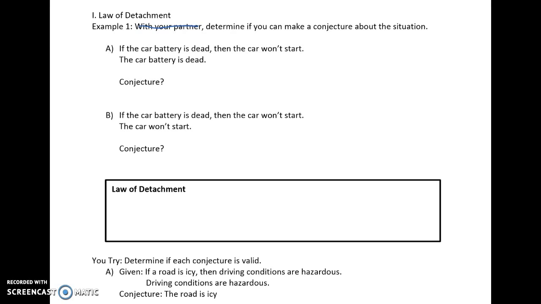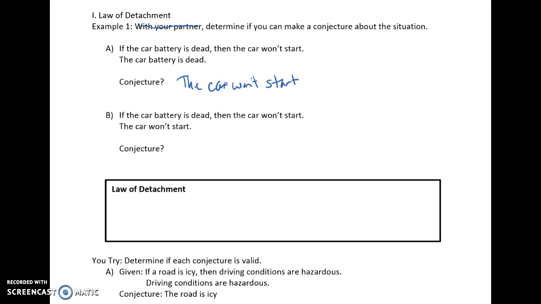So take a moment and read that and tell me what you think. Okay, so if we take a look at A, if the car battery is dead, then the car won't start. The car battery is dead. All right, so if the car battery is dead, then what do I know? The car won't start. So if we take a look at B, what about this one now? If the car battery is dead, then the car won't start. So the same conditional is there. And now I'm told the car won't start. So what can I conclude?